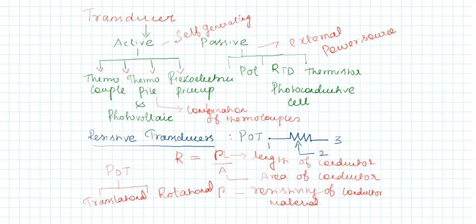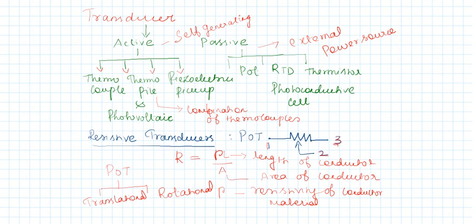The connection looks like this. You have a potential divider, that is what the indication is. It consists of three terminals, 1, 2 and 3. Accordingly the potentiometer is connected. The working of resistive transducers is given by R equals rho L by A.